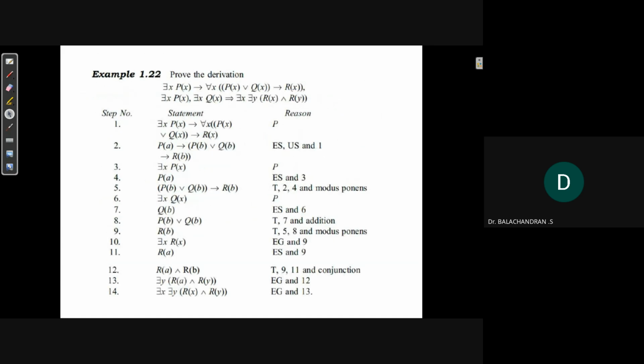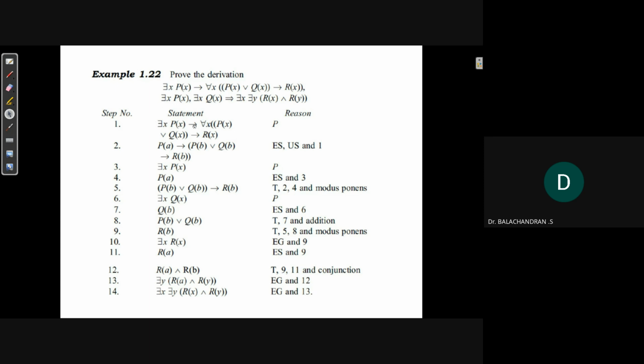So there is one more problem. Actually, this one contains two there exists. Usually this type of problem is not asked in the examination. But anyway, I will explain here. So there are three premises. This is the first premise. This one is a little bit lengthy. This is the second one. This is the third one. This is the conclusion.